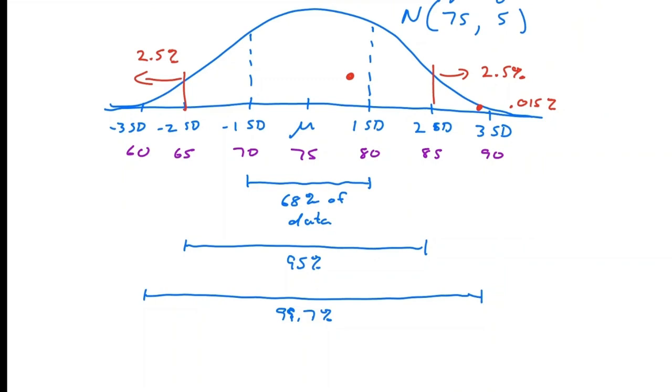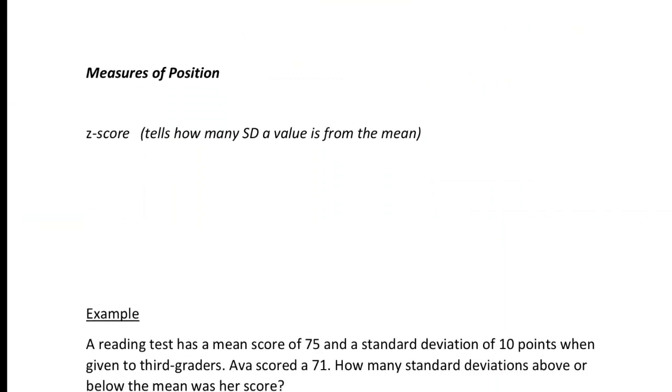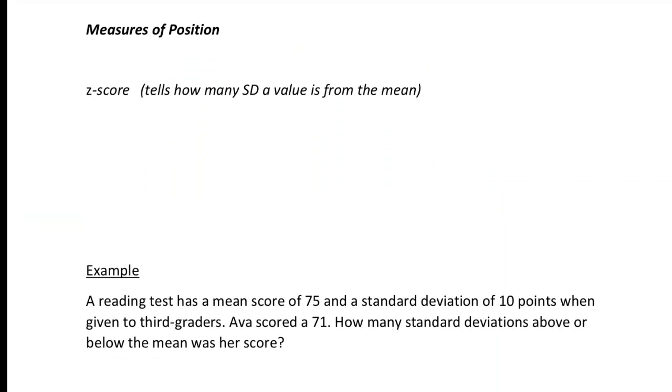not only to get a sense of where our data is and what the spread is, but also now as we transition into position, this is helpful. Measures of position is exactly that. It's where a particular data value is in relationship to all the other values. We just talked about that a little bit, but we're going to talk specifically in terms of two ideas. One is z-score, and the other is going to be percentile.